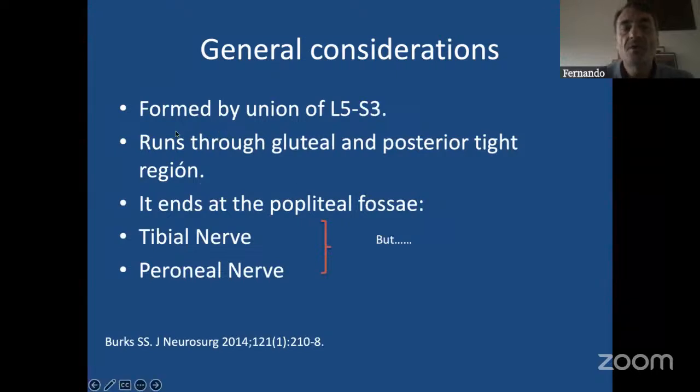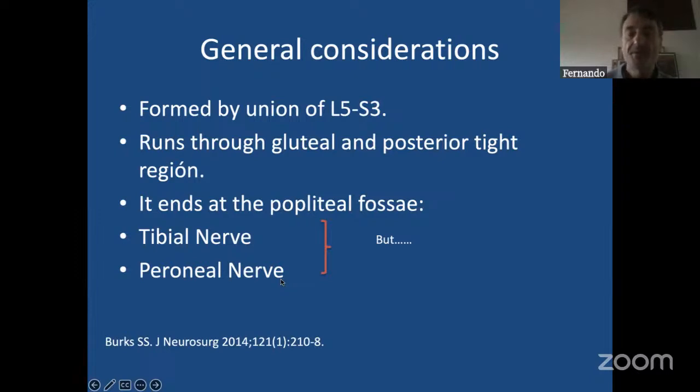So we will review the surgical anatomy of the nerve that is formed by union of the L5 nerve through S3 nerves. It forms, as I said, in the intrapelvic region and runs through the gluteal and posterior thigh region, ending at the popliteal fossa by bifurcation in the two terminal branches, named the tibial nerve and peroneal nerve.